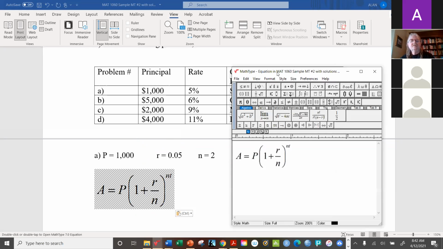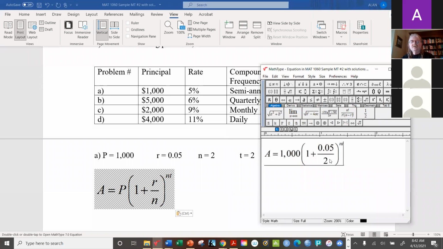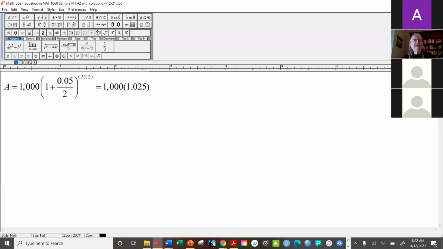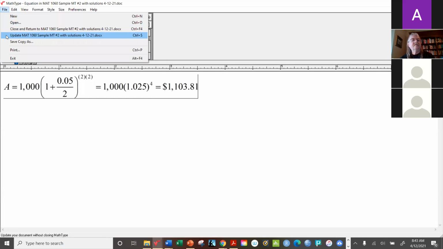So the principal is 1,000. Then R is 5%. N is 2. And then we have in the exponent 2 times 2. So probably our first step should always be to simplify. Now 5% divided by 2 is 2.5%, and the exponent is 4. And when you throw that in there, if you're rounding it to dollars and cents, you should get 1103.81. It's not exactly that, but if you round it, that's what you should get.